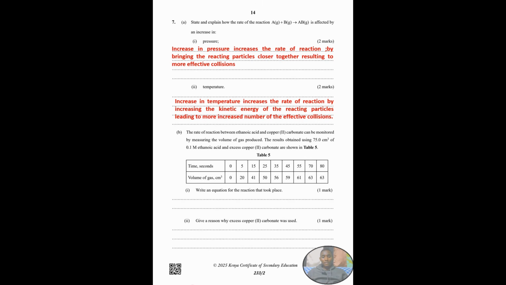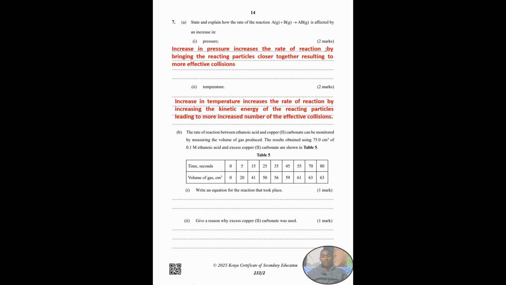In our case, we said that we are reacting copper 2 carbonate and ethanoic acid. Ethanoic acid is an organic acid. We are reacting with a carbonate, and we know anytime we react an acid and a carbonate, we always obtain the salt, we obtain water, and we also obtain carbon dioxide, the gas that was being measured in our case here. So we have three products.